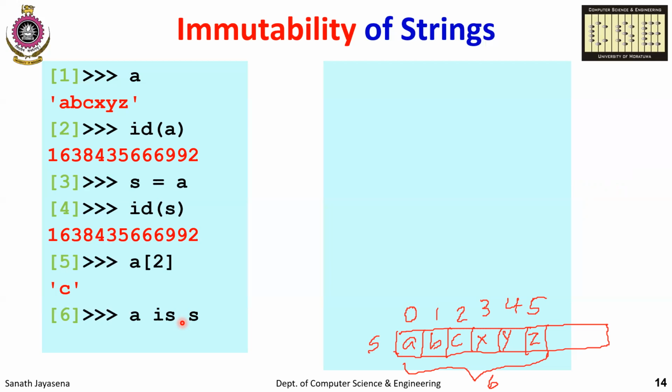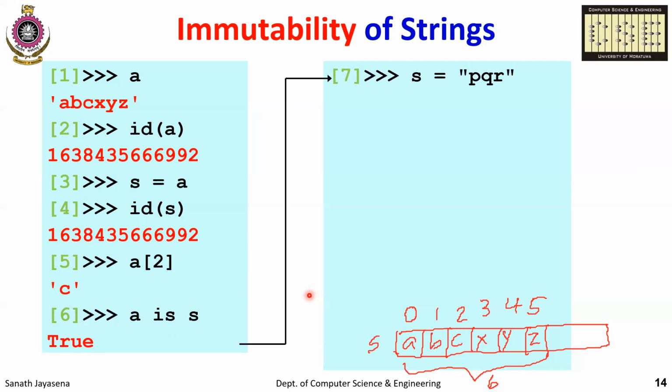What this operator does is it's actually checking. When you say A is S, it's checking whether their identities are the same or not. If they are the same, it will say true. So the is operator is checking the identities of the two operands on either side, and if they are the same, it will say true, otherwise it will say false. So it's not surprising that it says true here, because we know A and S refer to the same object, right?